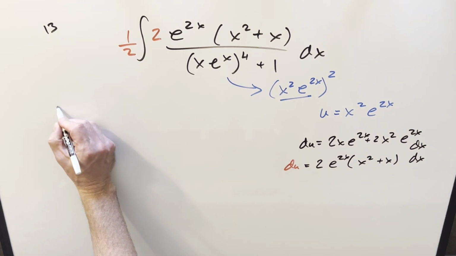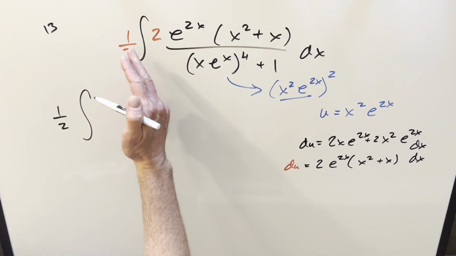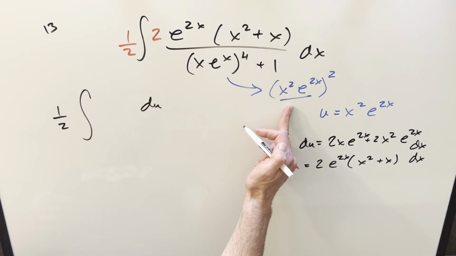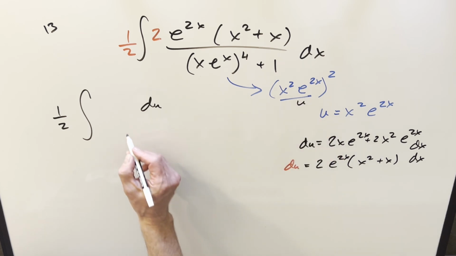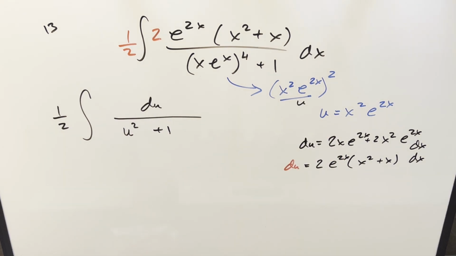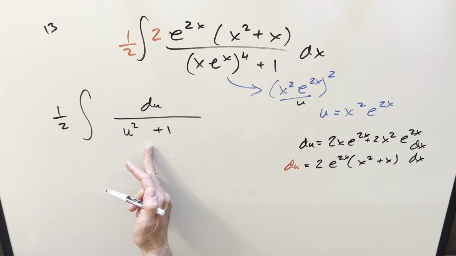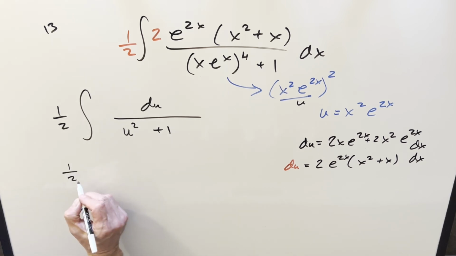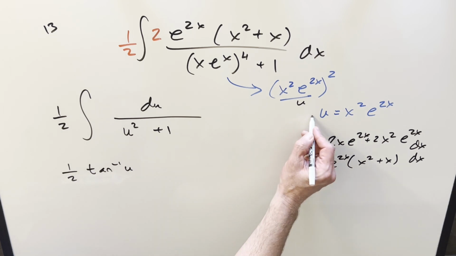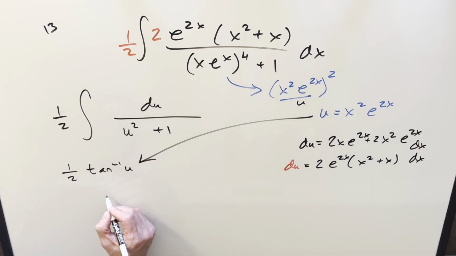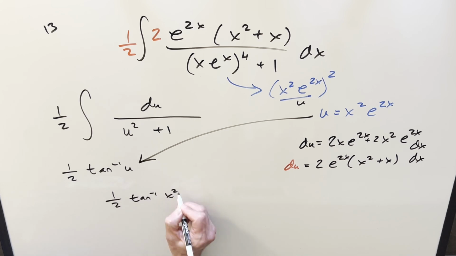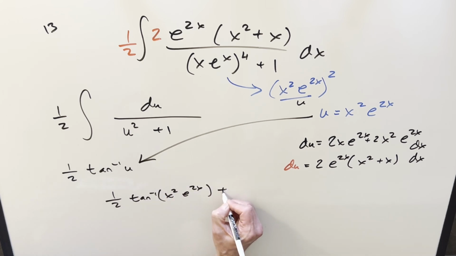I'll go ahead and substitute. So we've got 1/2 in front. Everything there is du. Now I changed this to this, which is just u. So what we end up with here is just u squared plus 1. But this integral is just going to be arctan. So what we get is 1/2 arctan of u. Go ahead and back substitute on it. And so for my final solution, we just get 1/2 arctan of x squared e^2x, plus c, and that's it.